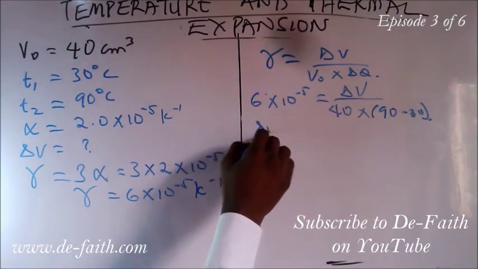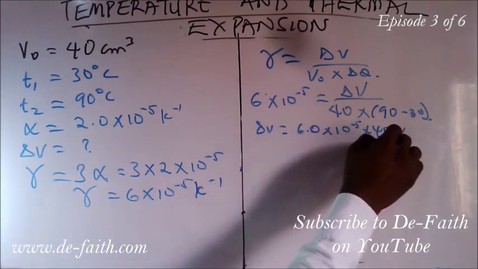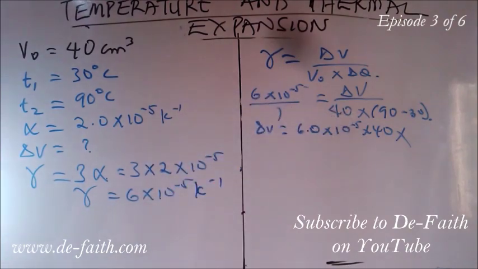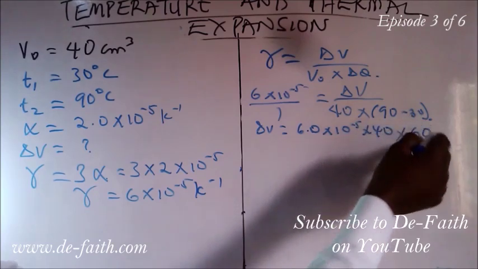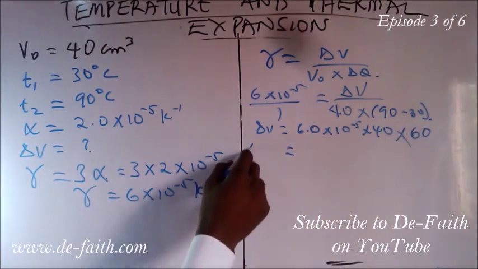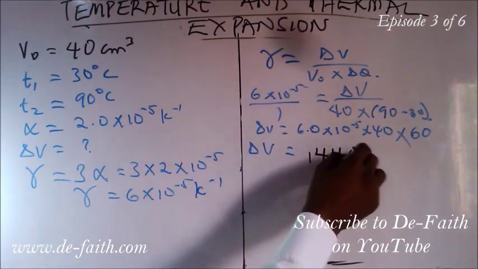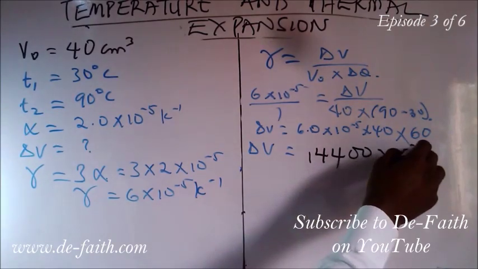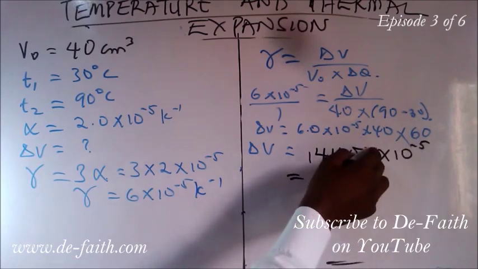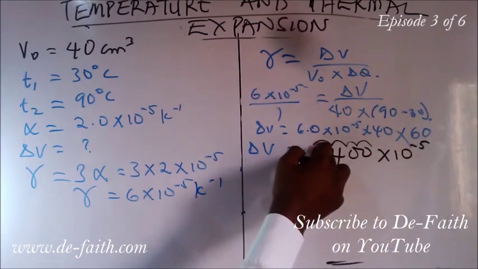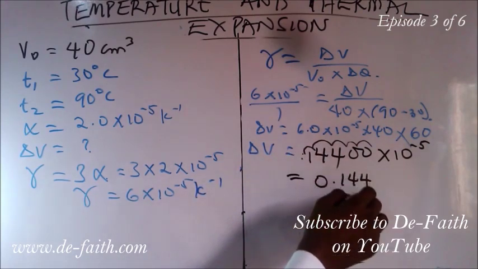So we have the change in volume equal to 6.0 times 10 raised to the power minus 5 times 40, multiplied by 90 minus 30, which gives us 60. When we multiply all this through, we find that our change in volume is equal to 14400 times 10 to the power of minus 5. And that is the same thing as saying 0. So we have minus 5, so we move the decimal 1, 2, 3, 4, 5. So the decimal will be here. That will be 0.144 centimeter cubed.